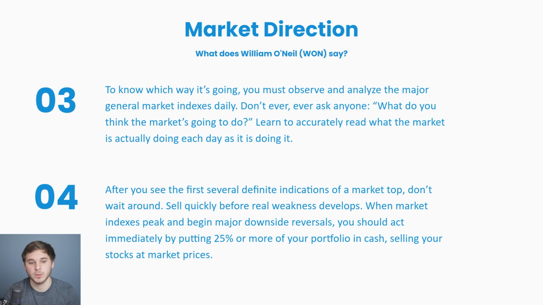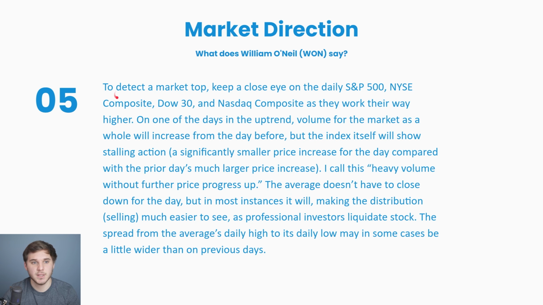as long as they aren't breaking key moving averages and major support levels. Moving on to number 5, he says to detect a market top, keep a close eye on the daily S&P 500, New York Stock Exchange Composite, Dow 30, and NASDAQ Composite as they work their way higher. On one of the days in the uptrend, volume for the market as a whole will increase from the day before, but the index itself will show stalling action, which is a significantly smaller price increase for the day compared with the prior day's much larger price increase.